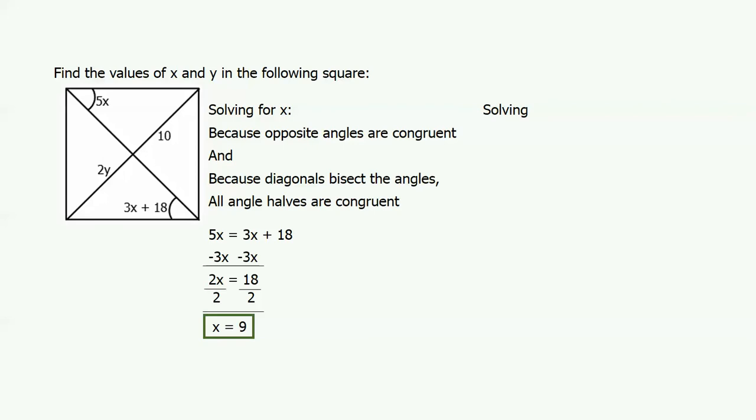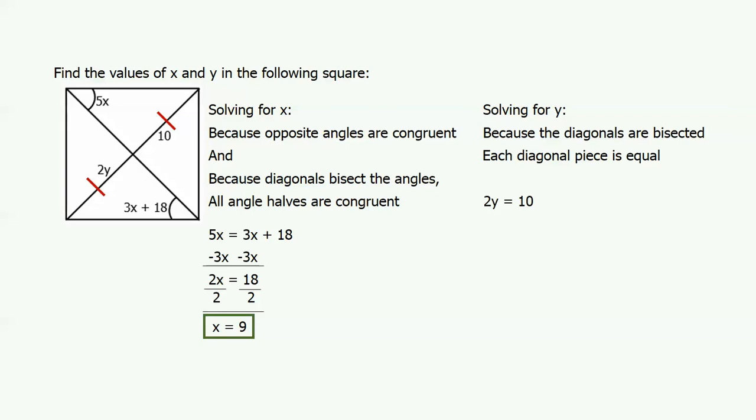All right, solving for y. Because the diagonals are bisected, and this is actually a characteristic of every parallelogram, the diagonals are divided into two equal halves, so each diagonal piece is equal. So we're going to find that 2y will equal 10. Solving for y, we'll divide both sides by 2, and we find that y is 5.